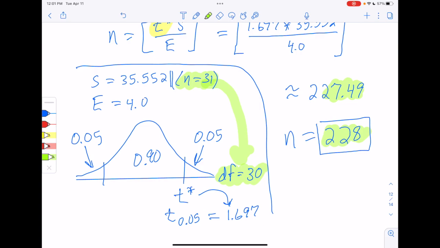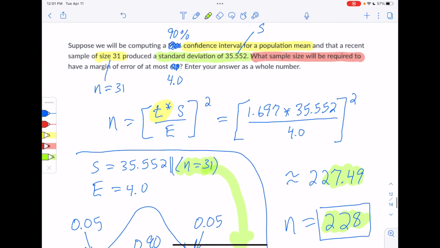The other place this could go wrong, I suppose, is using the wrong formula. So what we have to remember there is that because our standard deviation came from a sample, that means they gave us S, so we need to use the formula that has S in it.